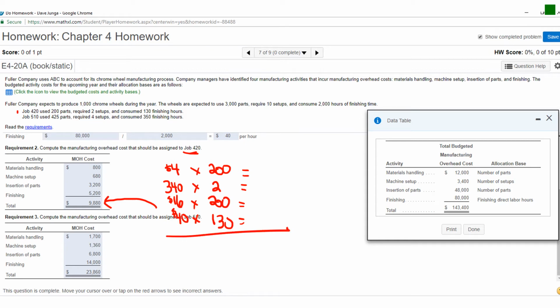Of course, you do the same thing for job 510, except in that case I'm just going to change the parts. It was 425 parts, 4 setups, 350 hours, and again we'll use the 425 because it's parts, and then you've got the 350 finishing hours. So it's 4 times 425, 340 times 4, 16 again times 425 because the parts were used twice, and then 40 times the 350. Of course you add all those up, and that gives you the total assigned overhead of $23,860.